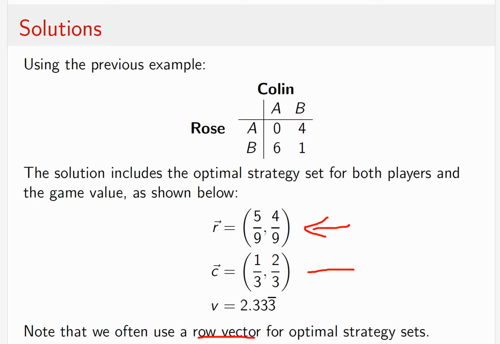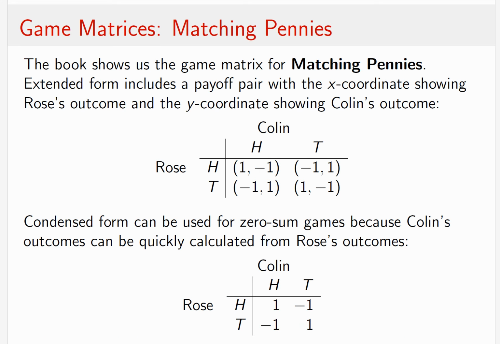Let me get rid of the scribbles there. All right, so game matrices. I wanted to show you these two versions. They come straight from the book, and Dr. Nordstrom calls it the matching pennies game. Basically you're flipping two coins. If they match, Rose wins. So heads, heads, and tails, tails is 1 to the row player.